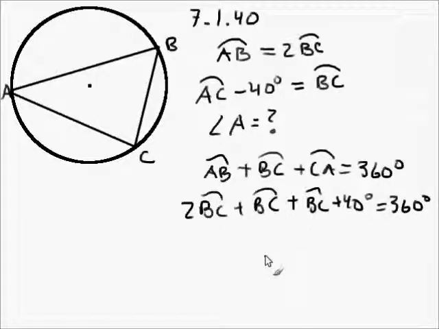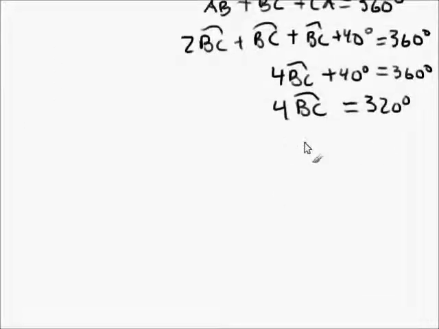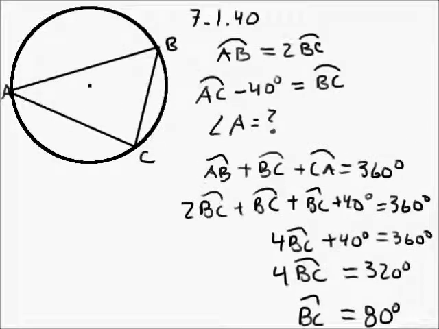So this is 1, 2, 3, 1, 2, 3, 4. 4BC plus 40 is 360. 4BC gives 320 degrees. Divide by 4. BC is 80 degrees. Now, we know the measure of this arc. But what we need to know is the measure of the angle. We're looking for that angle.